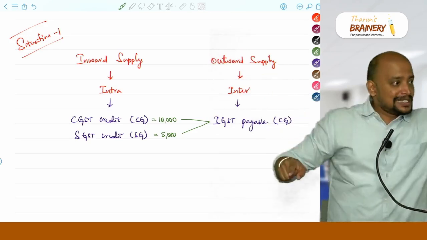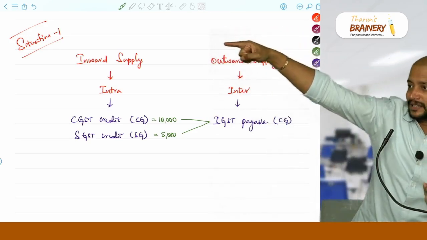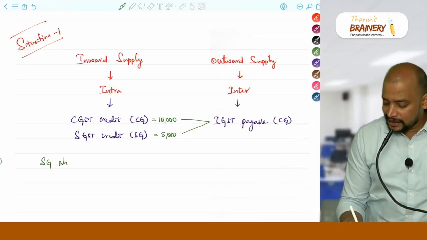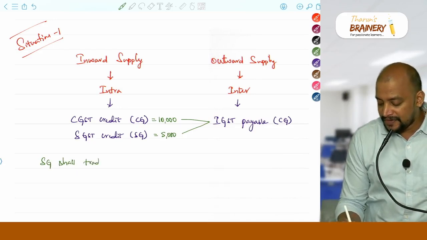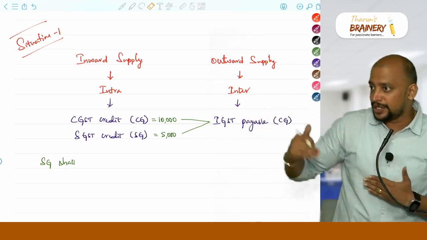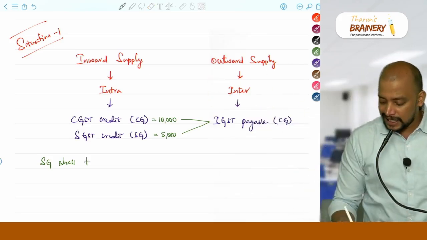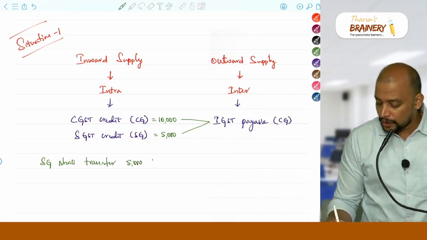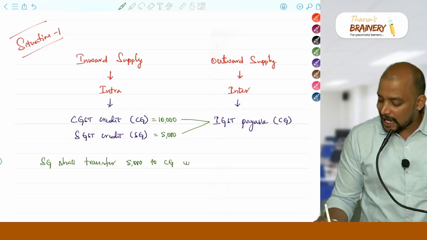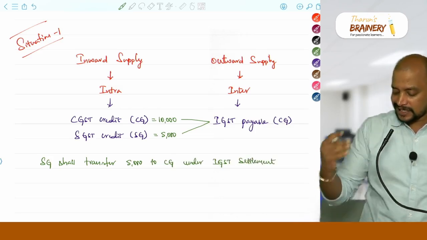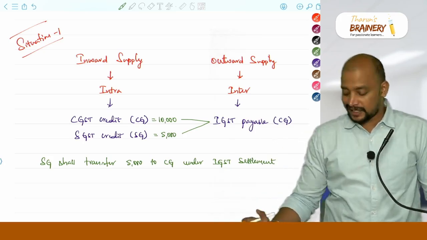When I do the set off, then the debtor has to pay that money to the creditor, na? So in this case, SG shall transfer, because when we do the set off, we will come out of the transaction, but the actual settlement should take place. So SG shall transfer how much? 5,000 to whom? To CG under IGST settlement. Under IGST settlements, state government will transfer 5,000 to central government.